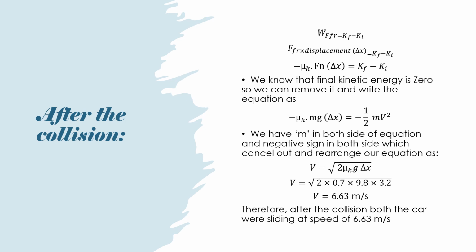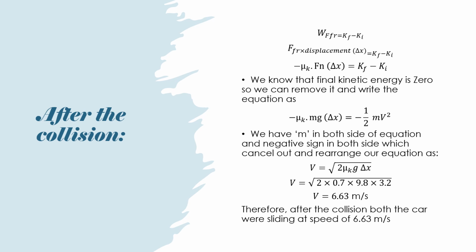Let's see what happened after the collision. After the collision, the two cars went into motion and came to an end. There was kinetic energy while they were in motion. This kinetic energy came to an end when the cars stopped at 3.2 meters. So this change in kinetic energy is the work done by the frictional force. The frictional force was working against the mass to bring them to a stop.